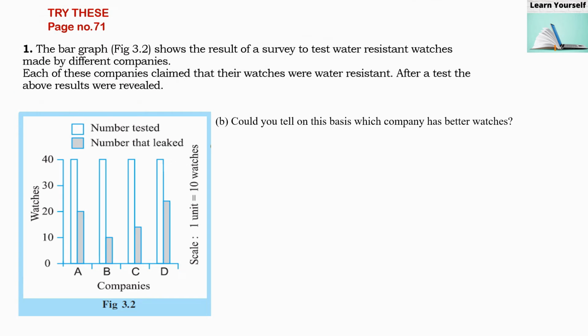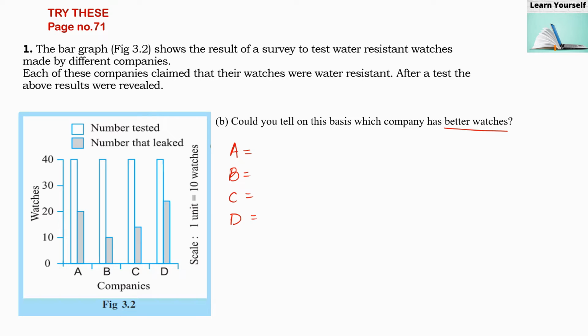Our second question asks: could you tell on this basis which company has better watches? Better watches means they should have a smaller number of watches which are leaked. So let us note down the fractions we got from the first question.